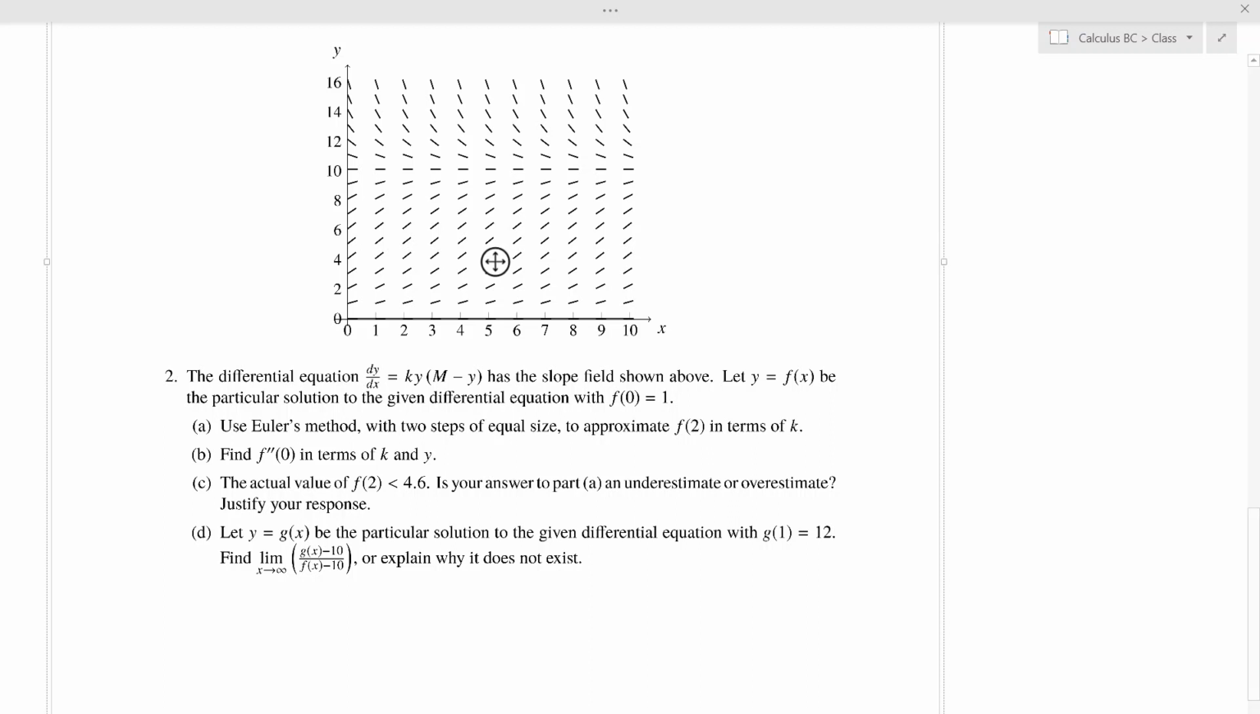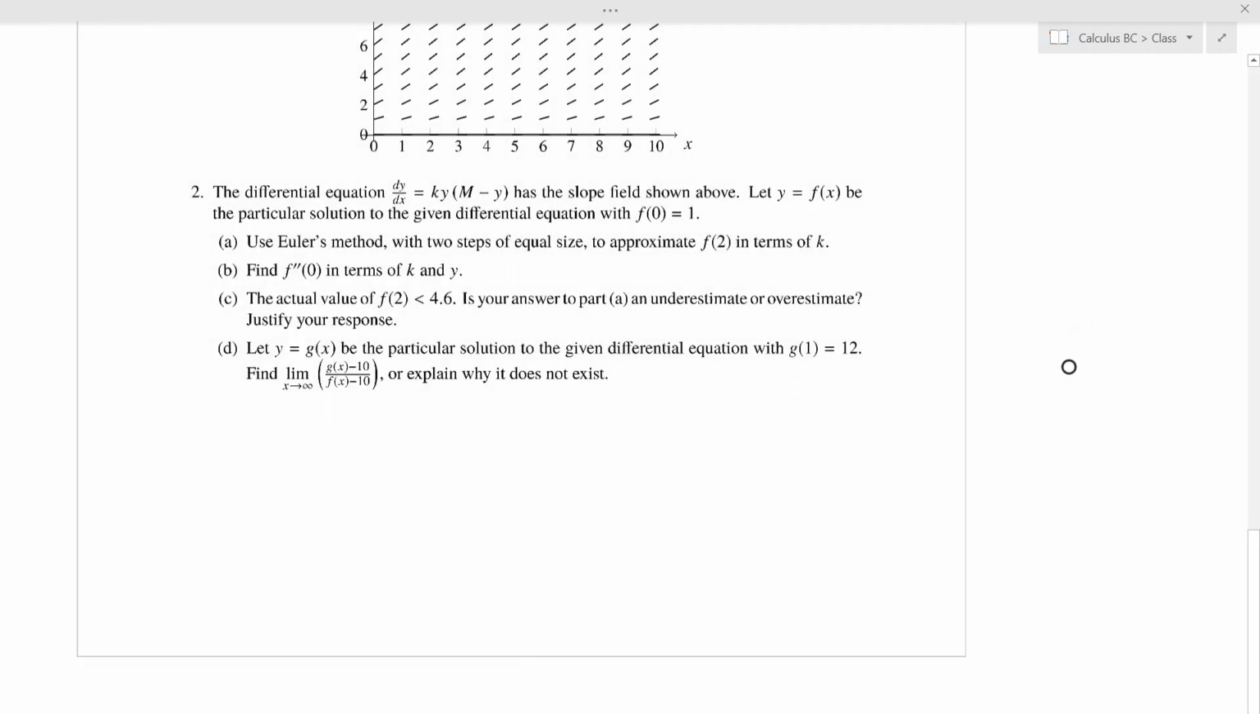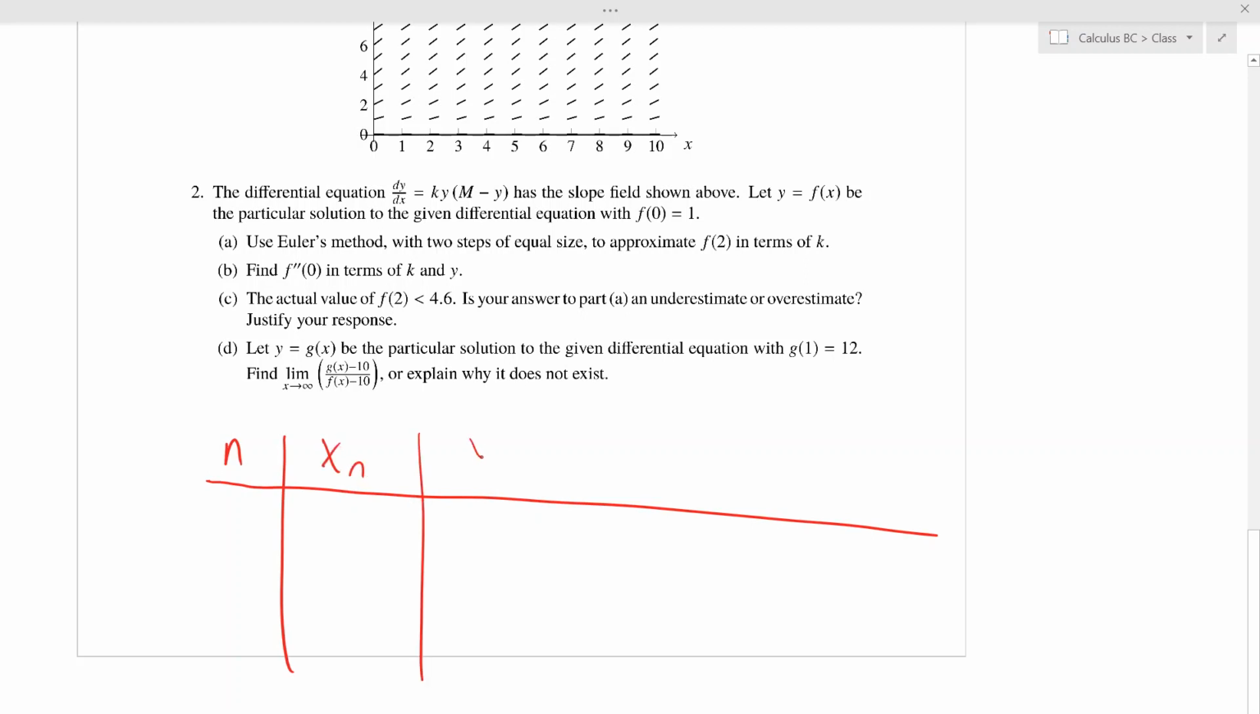Use Euler's method with 2 steps of equal size to approximate f of 2 in terms of k. Euler's method should be relatively simple as long as you remember it. You can look this up, and other teachers do this differently. I like to make a little table with our step, our x value at that step, our y value at that step, our derivative at that step, and our change in y at that step. So at step 0, we're starting, we want to approximate f of 2, and we have to use the point they gave us, which is 0, 1. So we're starting with 0, 1. Okay, the derivative there.